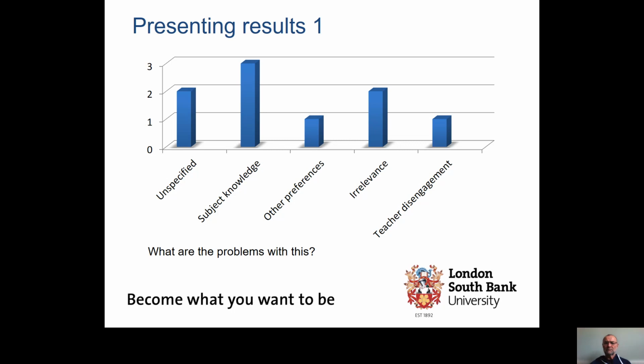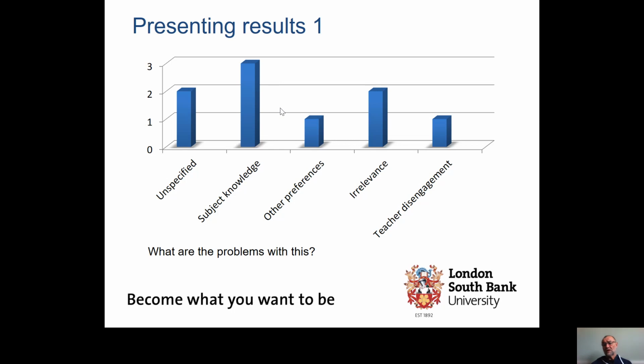Well, the problems with this are fairly simple. I've actually only got a very small number of participants. So I've got 1, 2, 3, 4, 5, 6, 7, 8, 9 participants, as I said before, 4 boys and 5 girls. But this is a bit misleading, isn't it? Because it suggests here that the subject knowledge issue is much more significant than the other preferences issue or the teacher disengagement issue. But actually, these massive differences aren't really very different. This is 1 pupil, and this is 3 pupils.